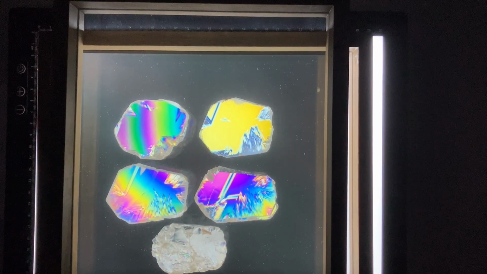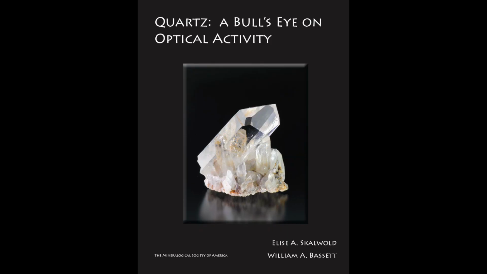Now that we've taken a look at the sequential slices through our quartz crystal, let's also investigate how we can figure out which way those spiral staircases in our quartz crystal structure are rotating. We're going to do a speedy version of this today, but a more detailed explanation can be found in Quartz, a bullseye on optical activity.